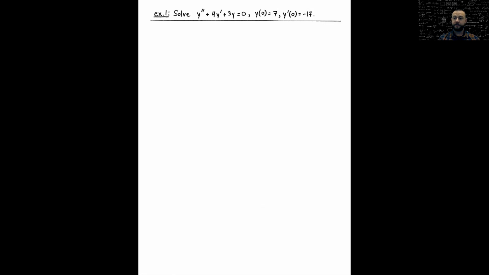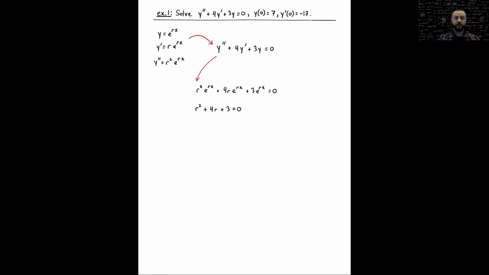All right, welcome back. So we're going to go through those steps as we outlined a few minutes ago. First step, assume a solution for y of the form e to the rx. Calculate your derivatives with the chain rule. Plug all those quantities into the differential equation. Factor out e to the rx, and you get the characteristic equation. Here, that is r squared plus 4r plus 3 equals 0.